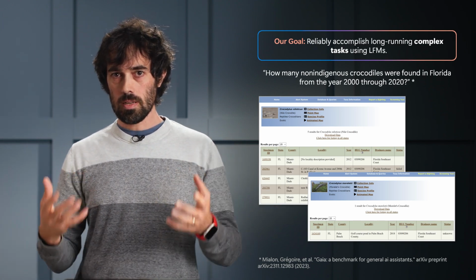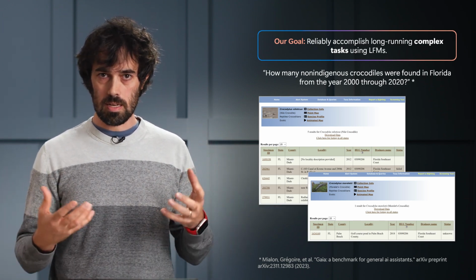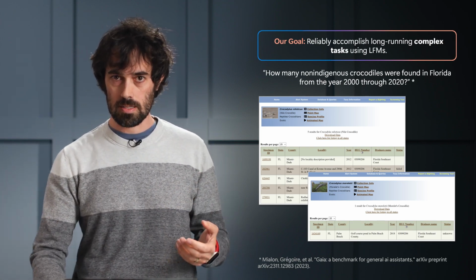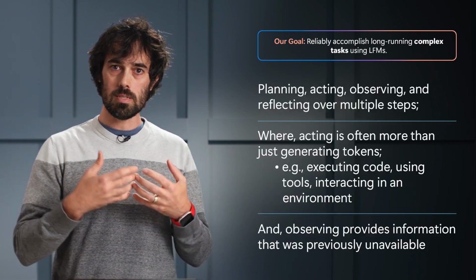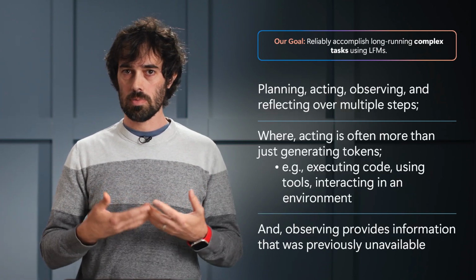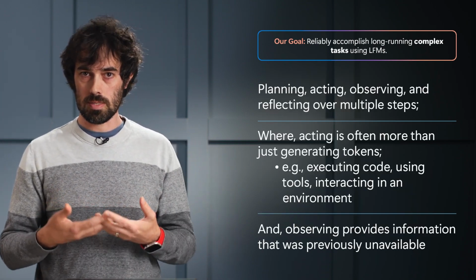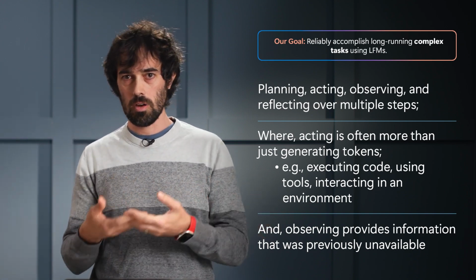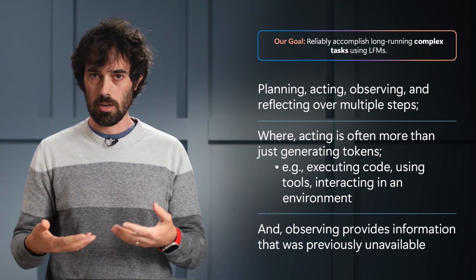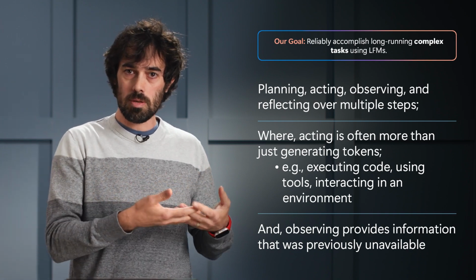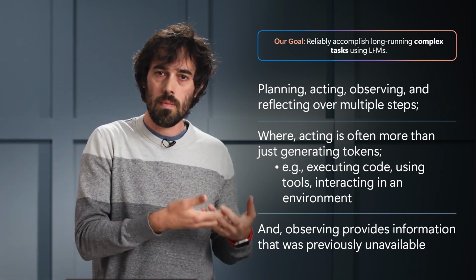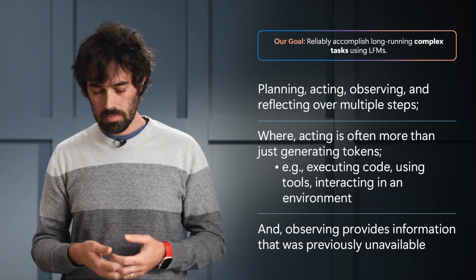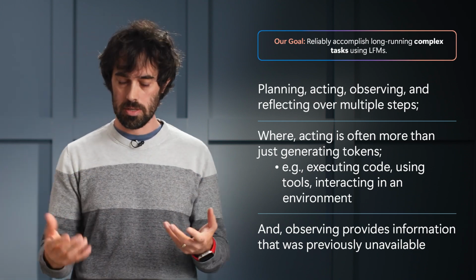So this is an example of a complex task, and it has certain characteristics of tasks of this nature, which is that it benefits strongly from planning, acting, observing, and reflecting over multiple steps, where those steps are doing more than just generating tokens. Maybe they're executing code, maybe they're using tools or interacting with the environment, and the observations they're doing, they're adding information that was previously unavailable. So these are the types of tasks that we're interested in here.